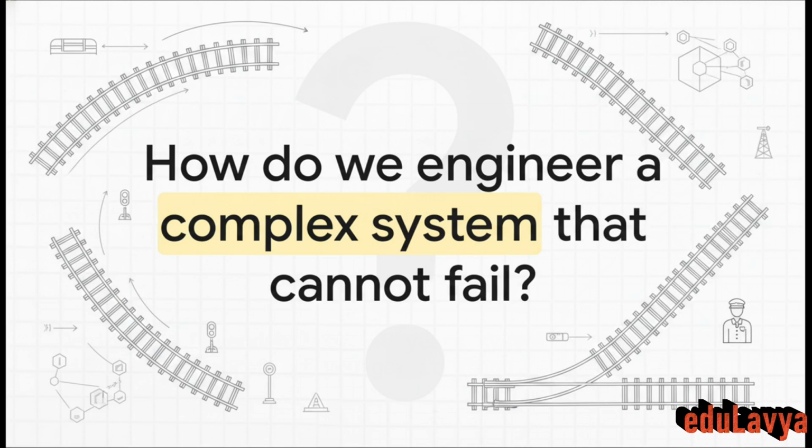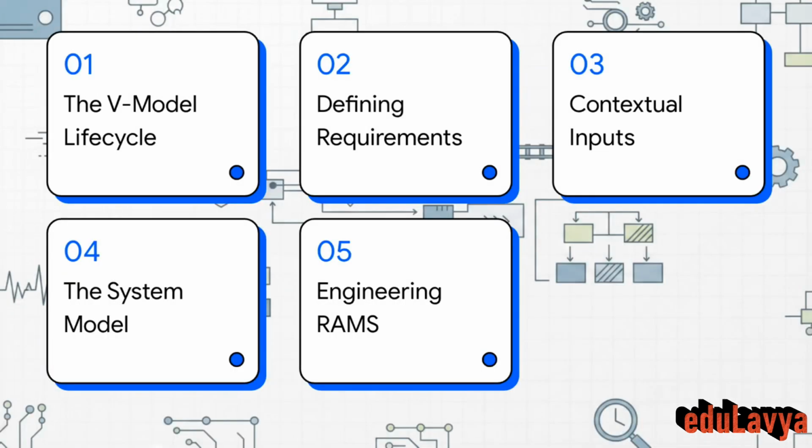To prevent chaos in an environment with absolutely zero margin for error, we can't just cross our fingers and hope for the best, right? Instead, we rely on a universally proven, highly disciplined engineering procedure. It's a structured approach that ensures every single component plays nicely together before a single piece of track is ever laid. Here's what we're covering today. We'll start with the V-model lifecycle, then dive into defining the requirements, look at the contextual inputs, build out the system model, and finally wrap up with engineering for dependability.